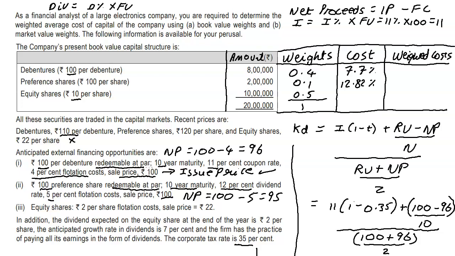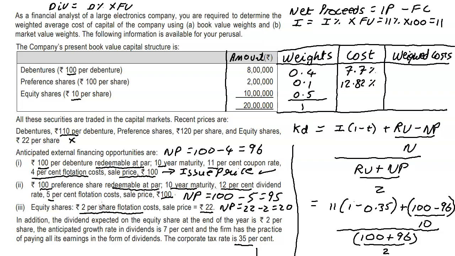You should know all 5 formulae, and depending on the question, decide which one to use. They're saying that the equity share has a 2 per share flotation cost, sales price is 22. Okay, so this time there's no rate for flotation cost directly. They've told us the amount. So if I want to know the net proceeds, it is my issue price minus the flotation cost. So I'm getting 20 if I sell the shares.